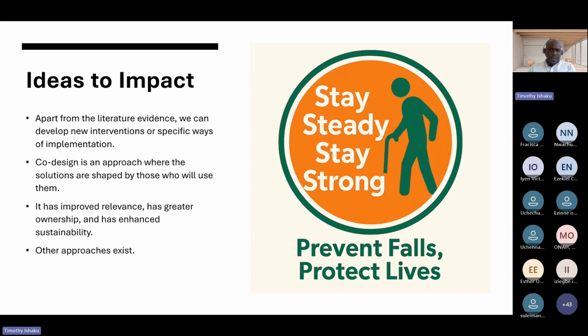So relevance: the solutions that will be found, the best evidence, may have difficulty in implementation. So the solutions that you will find will be real-world solutions grounded in their problems, that will be addressed. And they are more likely to adopt and take ownership, because it's their voices that shape that idea and sustain the intervention or help they will create.